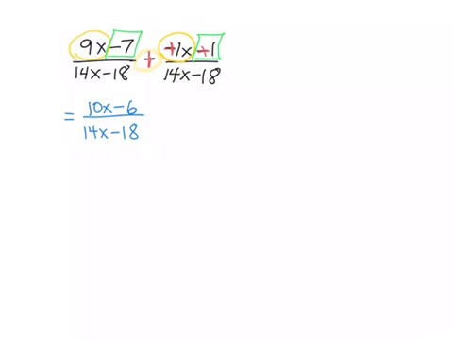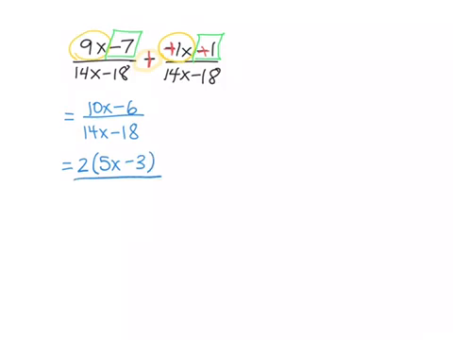But again, just like the last one, we need to check and make sure this is in simplest form. So do 10x and 6 share a common factor? Hopefully your answer is yes. They are both divisible by 2. And if you factor out that 2, 10x divided by 2 is 5x. Negative 6 divided by 2 is negative 3.